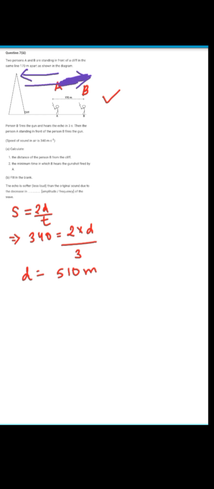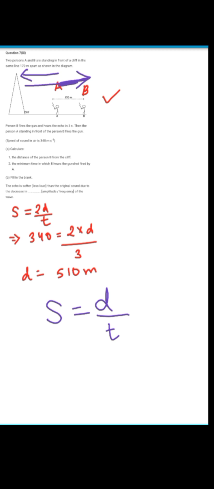B is hearing the echo, right? But the distance which the sound has to travel in order to reach B is only this much. There is no bouncing back in this case. So the formula for this will be slightly different. S is equal to d by t, not 2d by t, because B is not hearing his own gunshot. B is hearing the gunshot of A, and the gunshot sound of A has to travel only 170 meters in order to reach B.